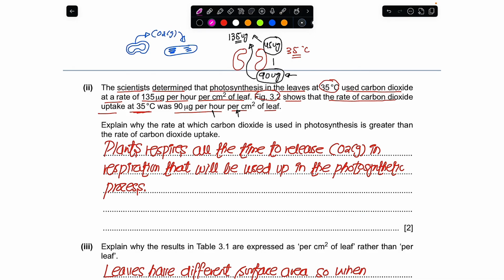So that is why they ask us, for 2 marks, to explain why the rate at which carbon dioxide is used in photosynthesis is greater than the rate of carbon dioxide uptake. In photosynthesis, more CO2 is getting used up and less CO2 is taken from the external environment. The answer would be that the plants respire all the time and release CO2 as a result. That would get used up in photosynthesis together with the CO2 which they are taking up from the external environment.